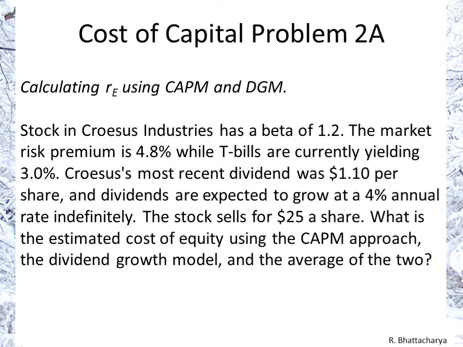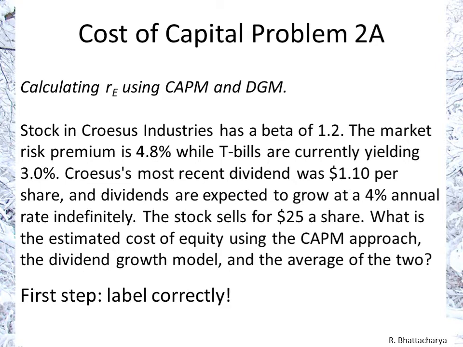The stock in Croesus Industries has a beta of 1.2. The market risk premium is 4.8%, while T-bills are currently yielding 3.0%. Croesus's most recent dividend was $1.10 per share, and dividends are expected to grow at 4% at an annual rate indefinitely. That means permanently. The stock sells for $25 a share. So what is the estimated cost of equity using the CAPM approach, the dividend growth model, and what is the average of the two?